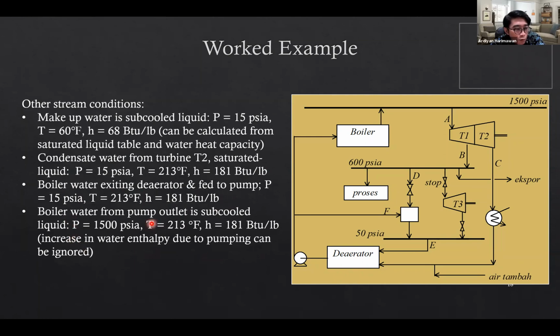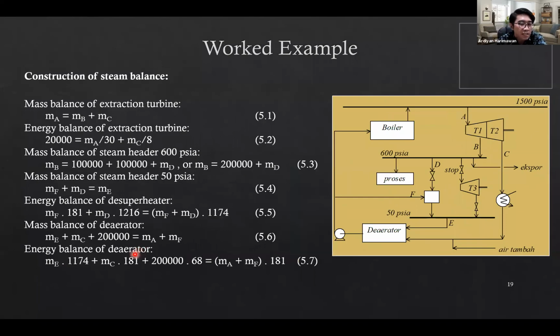And then the boiler water, the water that goes into the boiler, is the subcooled liquid with this condition. And then the enthalpy due to the pumping, maybe it can change the enthalpy, but for this calculation, we can assume it's constant. Okay, so basically in each flow you can make the mass balance of the extraction turbine. So it means the mass flow rate at A will be the summation of B and C.